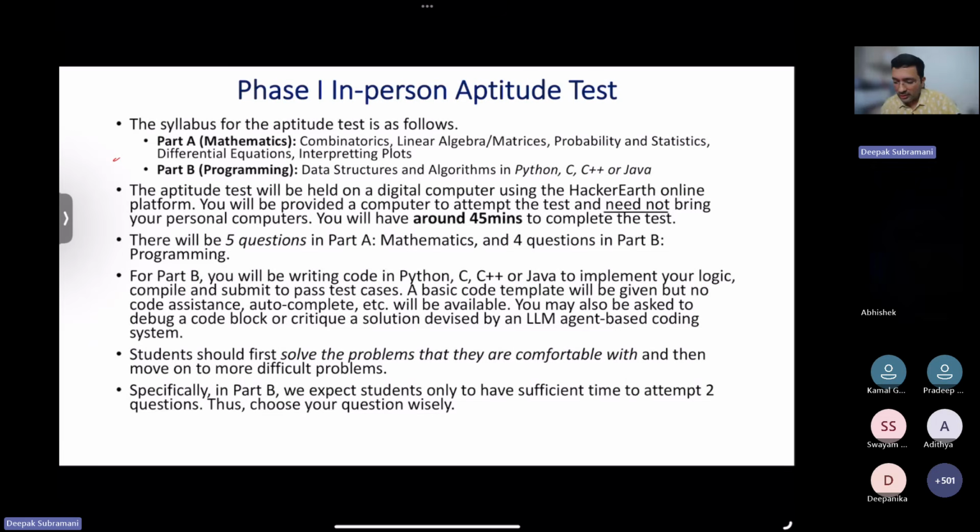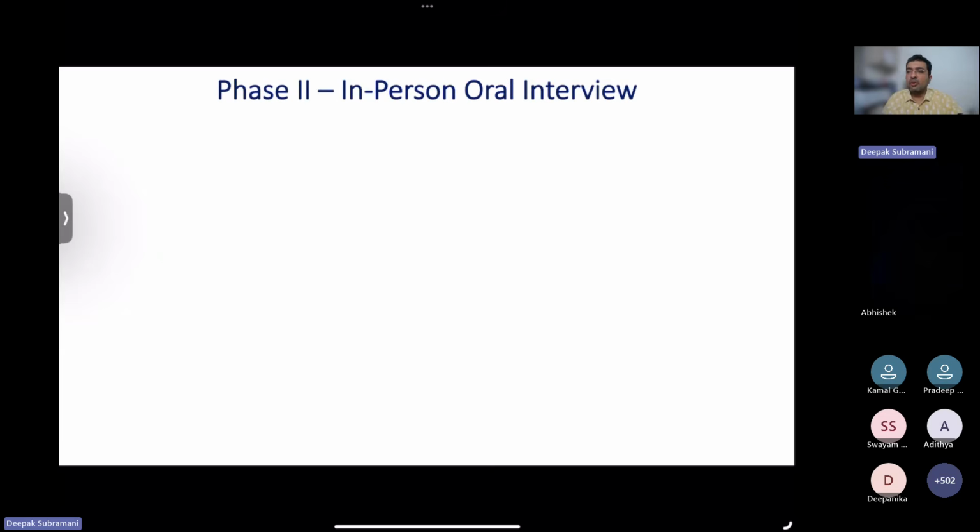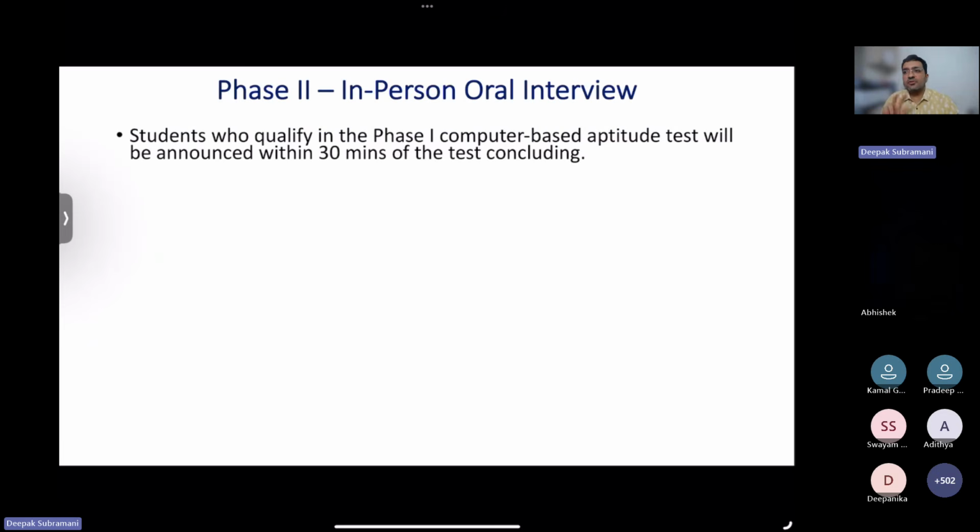So that is the aptitude test. From this aptitude test, some students will be selected and some will not, based on the score that you have. The selected students will move on to the phase 2 in-person oral interview. We will announce the result of phase 1 within about 30 minutes of concluding the test.